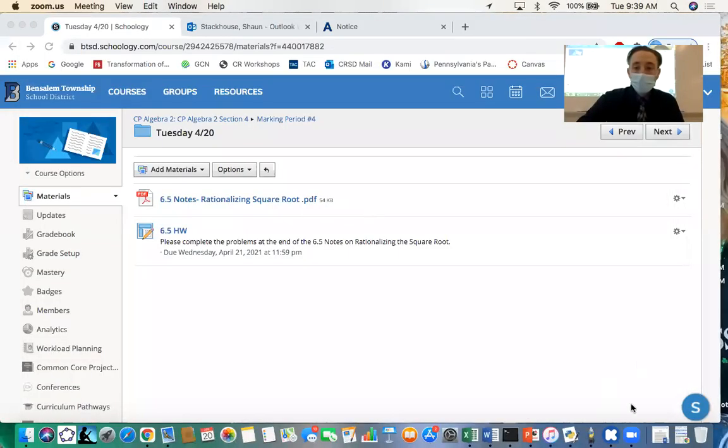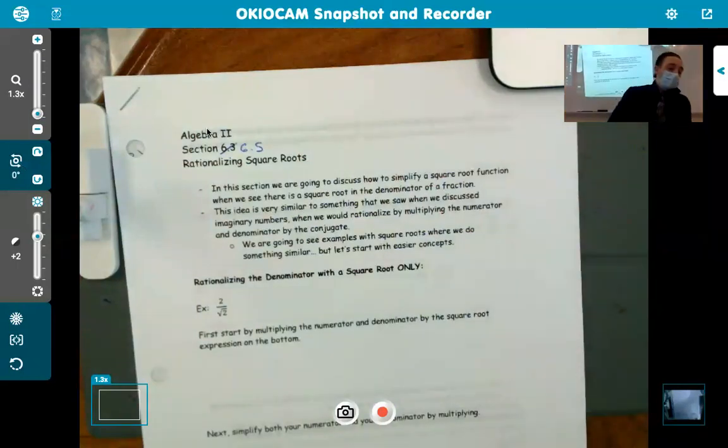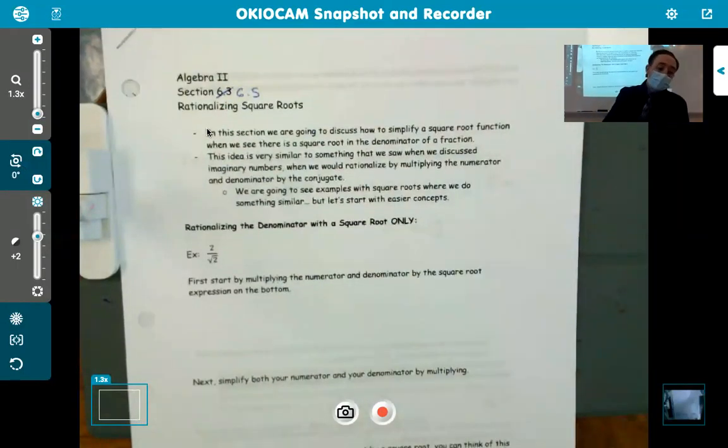So in this section, we're discussing how to simplify a square root function when we have some kind of square root in the denominator of a fraction. All right.